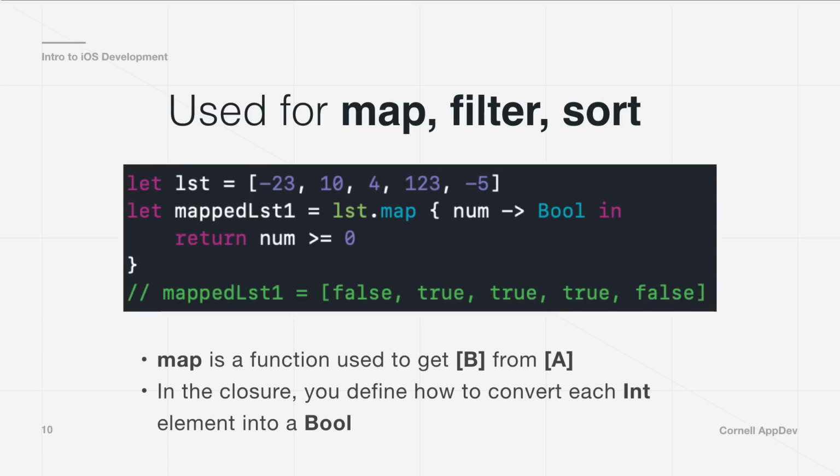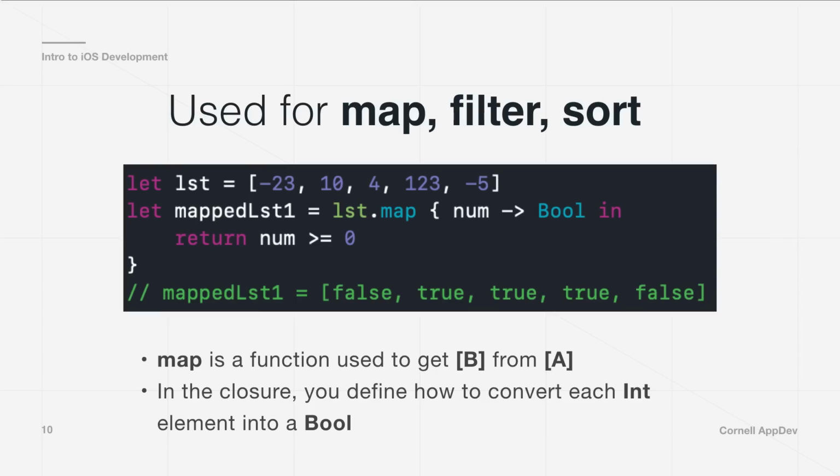Where do we see it in our applications? Well, there are actually a lot of built-in functions that use closures. So for example, arrays have built-in functions called map, filter, and sort. I'm not going to go over all of them, but here's an example of map. So map is essentially used to get from an array of type A to an array of type B.